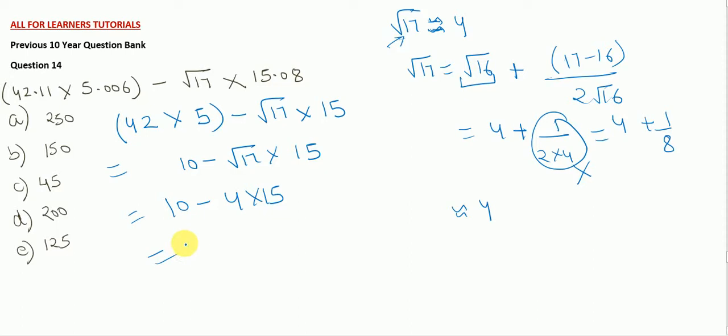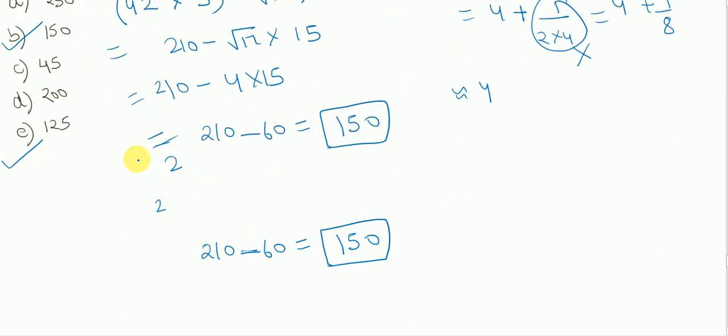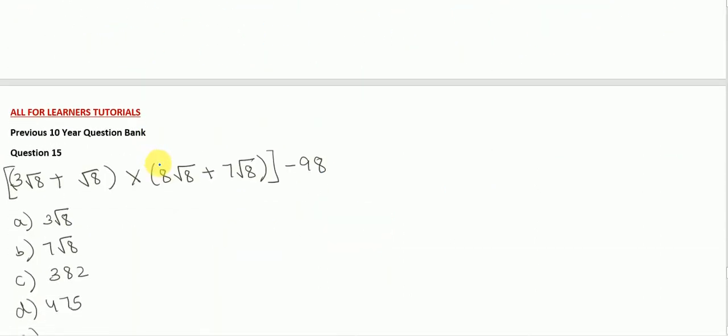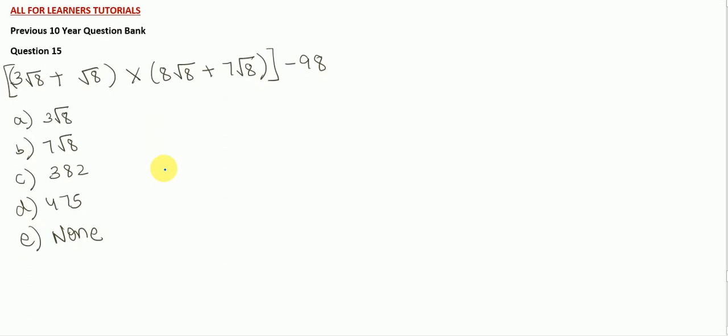Okay. If you know how to calculate the square root of imperfect numbers, then you can get whatever I am telling you. Okay. 4 into 15 is what? 60. So 210 minus 60 comes out to be 150. That is option number B. Let's move to the next question now. Okay. 3 into 3 under root 8 plus under root 8.